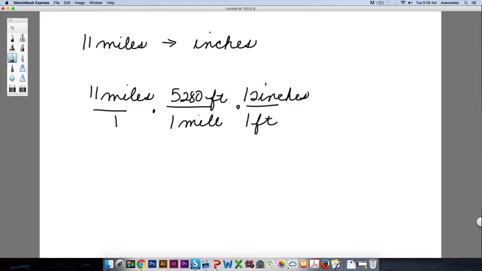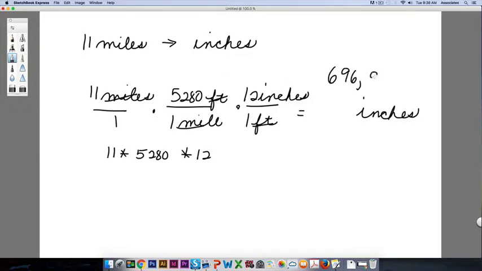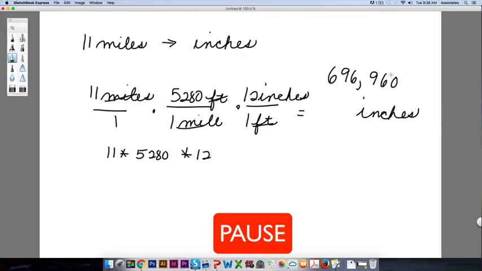Let's see if the units come out the way I wanted them to. Miles cancel with miles, feet cancel with feet. I have the label left of inches, and that's what I want. So in my calculator, I put 11 times 5,280 times 12, and if you did it correctly, you should get 696,960 inches. All right. Take a second and pause the video if students need more time to copy the example or if they have questions. I'll meet you back here soon.